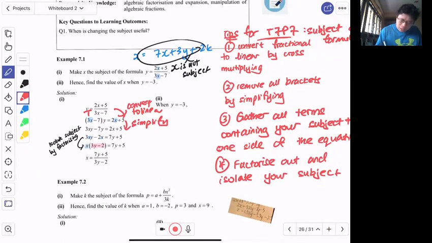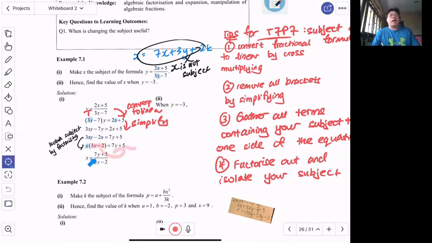Then what do I do with this? I just bring it back over. I just divide over to get my x in terms of all the other variables. Okay, if your x is the subject, your right hand side cannot contain x. It must not contain x. Okay?